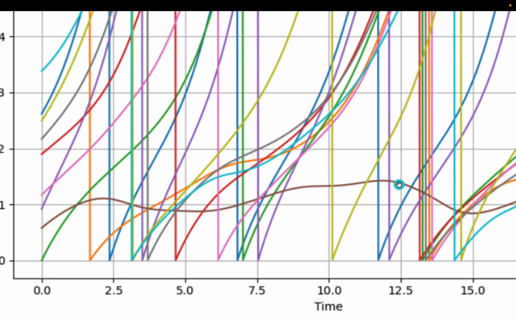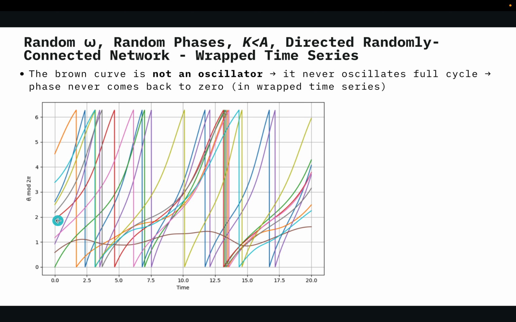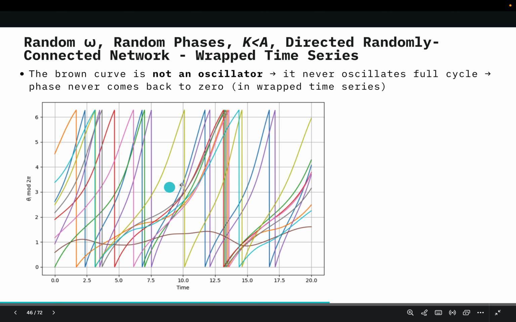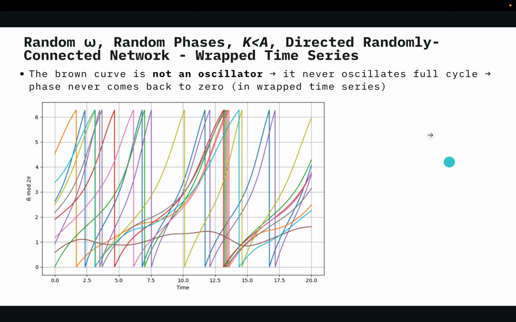This is kind of like the anomaly here, because apart from this, every other oscillator goes up to 2 pi and then it comes down. That means basically it's oscillating full circle. But this brown one never reaches 2 pi. That means it's not really oscillating.